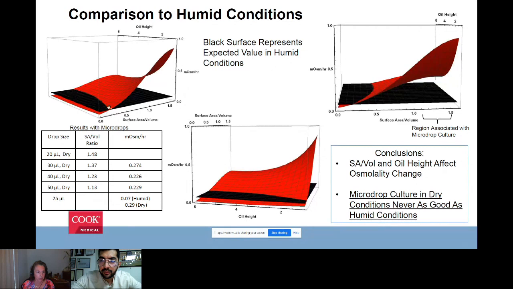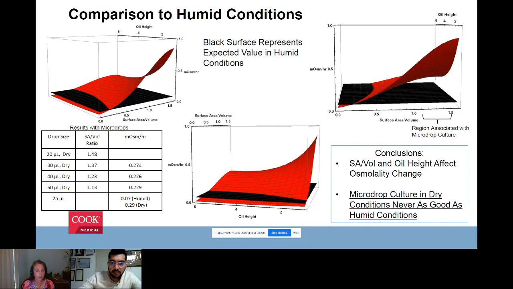So it's important because this intersection of these two planes would be the conditions with which you would expect to see a similar rise in osmolality over time. If you look at this intersection of the black and red plot, it gives you an indication of under what conditions you would see similar rates of osmolality rise. And in dry compared to a humid environment, you would expect to see that sometime around when you have a surface area to volume ratio of anywhere between 0.4 and 0.5, you see a change.